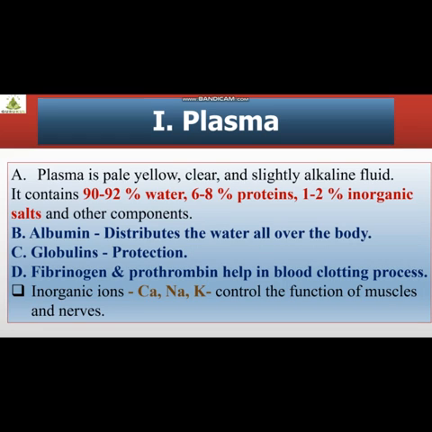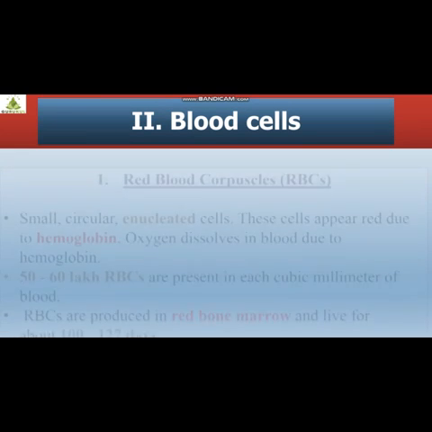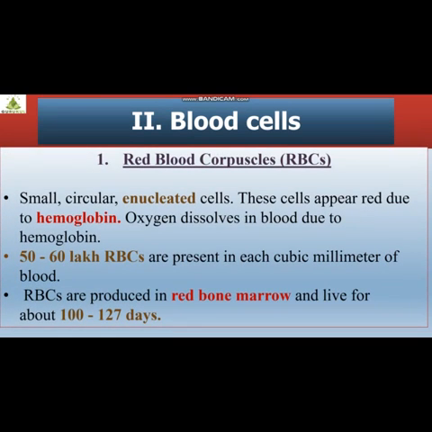Now, plasma also contains some inorganic ions like calcium, sodium, potassium. They all control the function of muscles and nerves. Okay, I hope this is clear. Next, let us understand blood cells. The very first type, red blood corpuscles, that is RBCs. Now RBCs are very small, they are circular, they are enucleated.